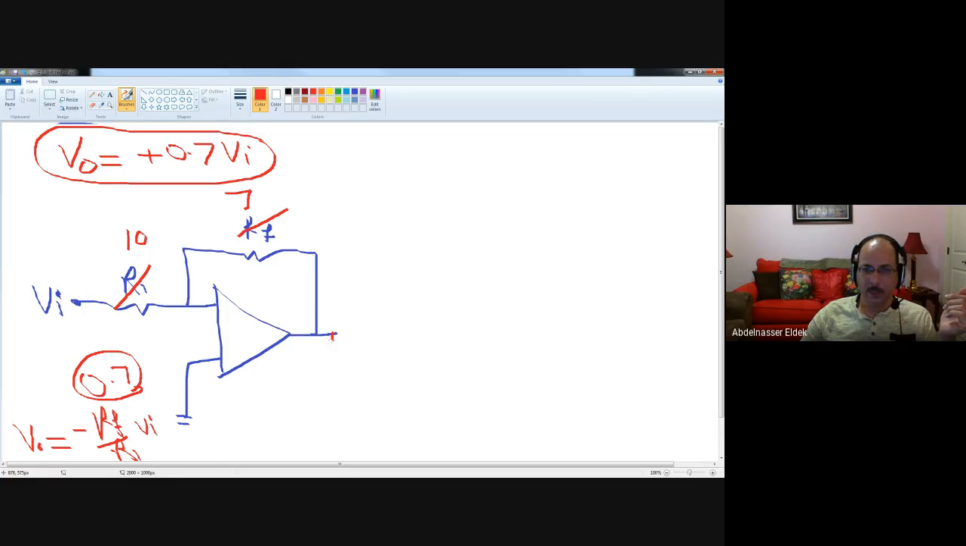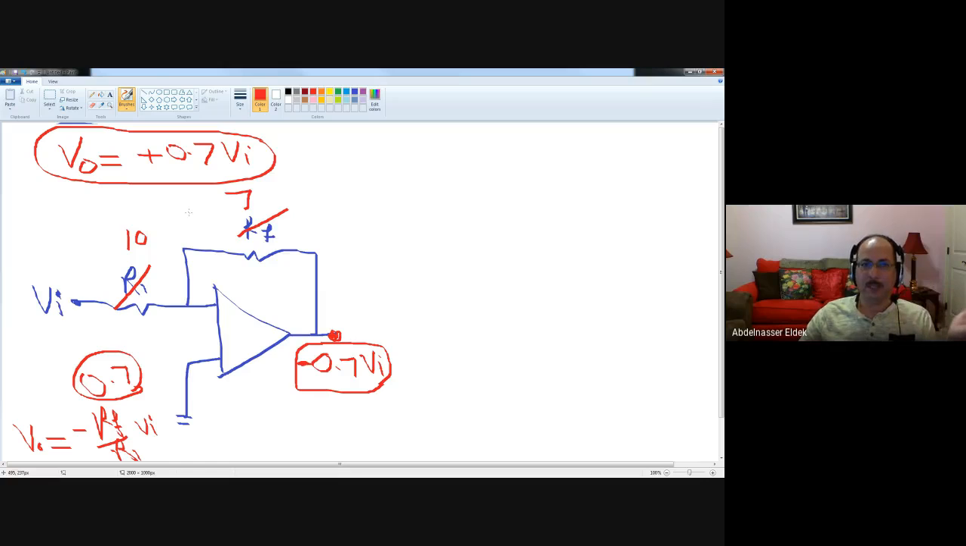So this output here equals what? Equal negative 7 over 10 VI. Negative 7 over 10, so it will be negative 0.7 times VI. That's the problem here, that I have negative. This is negative. I don't need negative. I need it to be positive.